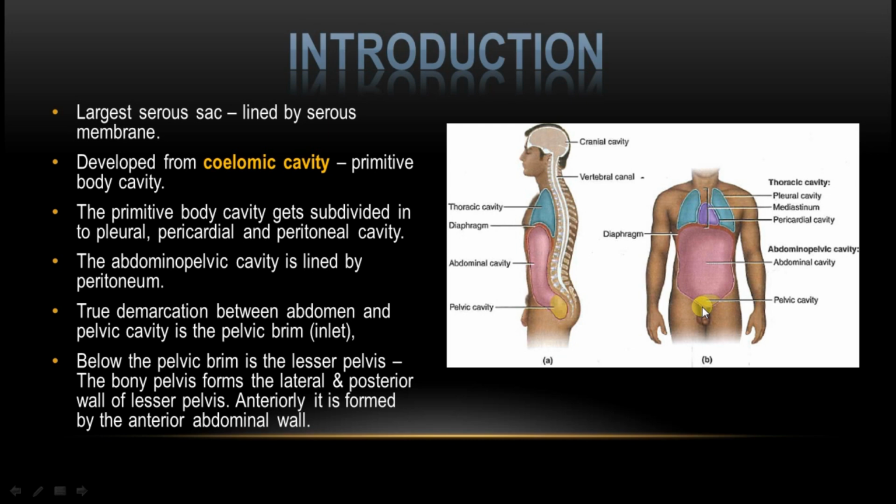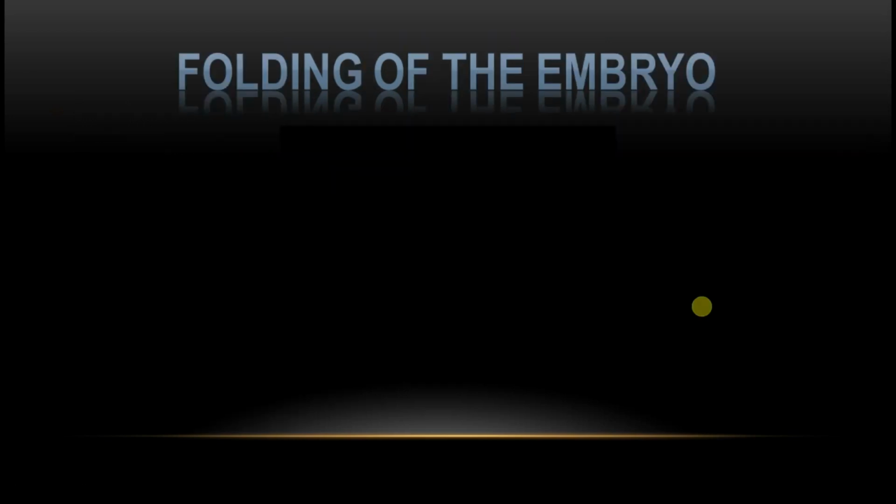So today, the peritoneum is a large serous sac or cavity lined by the peritoneal membrane, which is a serous membrane. So it is also called the mesothelium. The cells lining it are called the mesothelium, and they are made up of simple squamous epithelium.